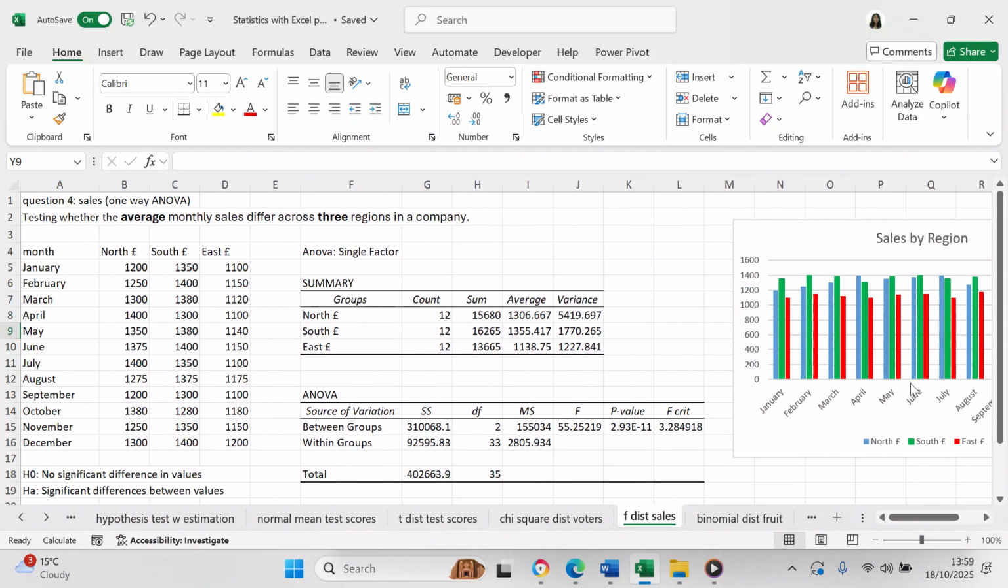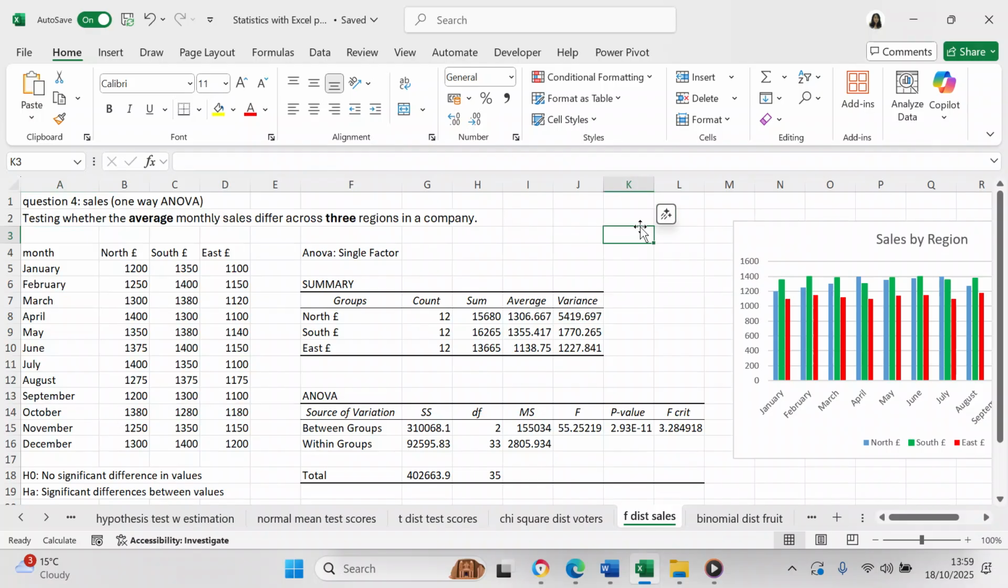So what we've got is a question about using an ANOVA. I think in a previous video we did an ANOVA by hand, but in this video we're not going to do it by hand. We're going to do it with the Data Analysis ToolPak. This is a one-way ANOVA, testing whether the average monthly sales differ across three regions in a company. So you've got your month and your north, south, and east.